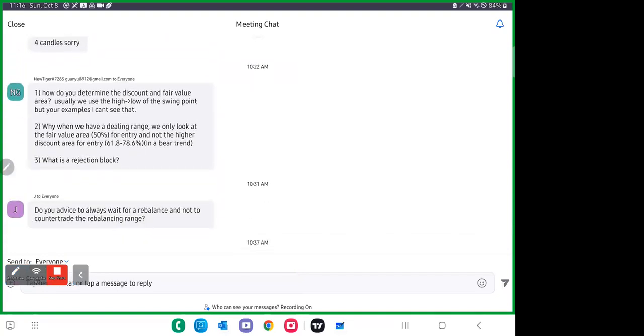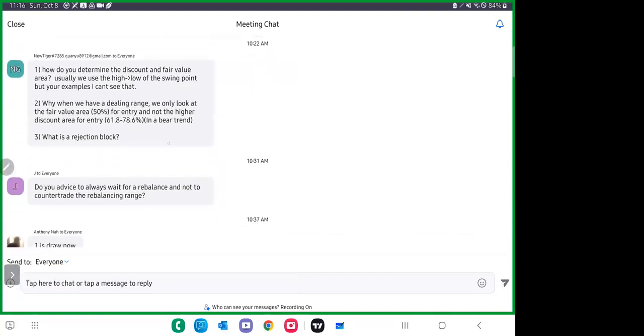Okay, cool. How do you determine the discount and fair value area? Usually we use the high, low of the swing point. For your examples, I can't see.